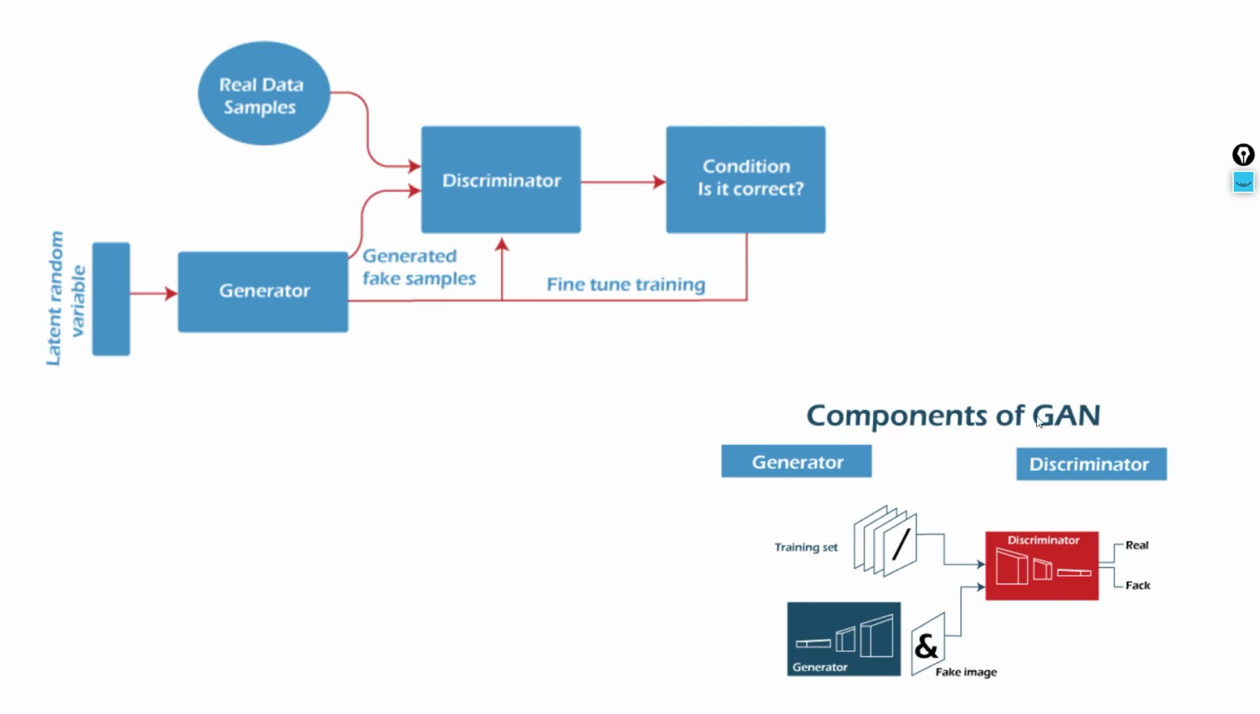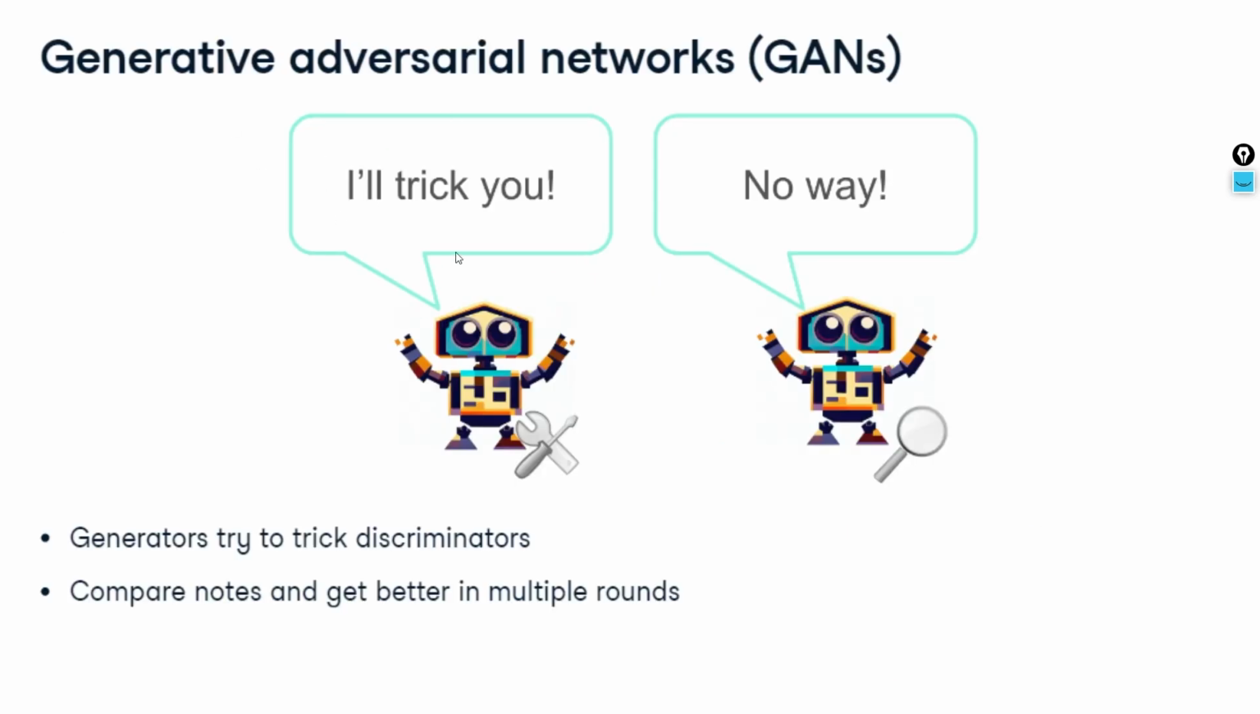So there are different components: the generator and the discriminator. In this other image, you can see we have a training set. That training set is sent to the discriminator. On the other hand, the generator tries to generate some fake images. The discriminator tries to tell whether it's a real or fake image, and based on that it fine-tunes again, and this process continues. The generator tries to say, I'll trick you, but the discriminator says, no way. This is how the learning process happens.